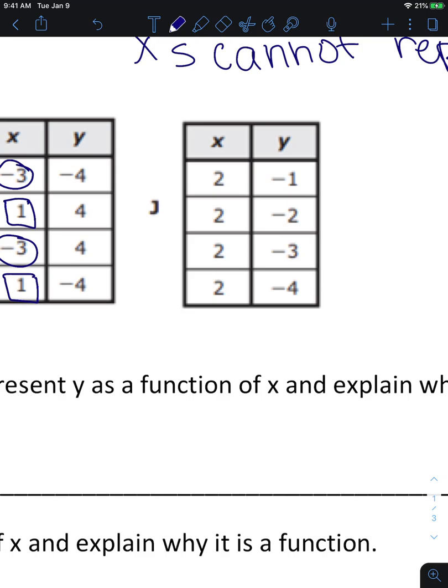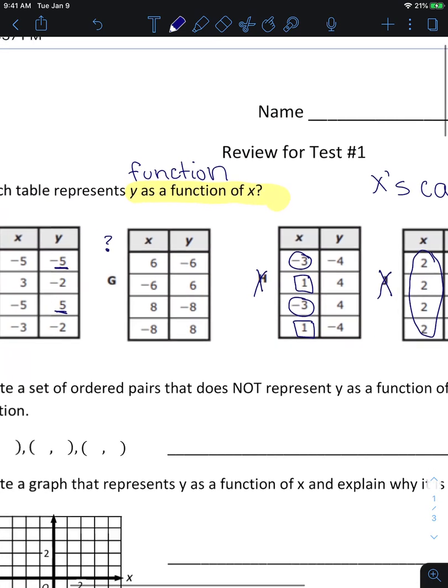Looking at answer choice J, every single x value is the same. They're all going to different y values. So therefore, that does not work. So our correct answer is G.